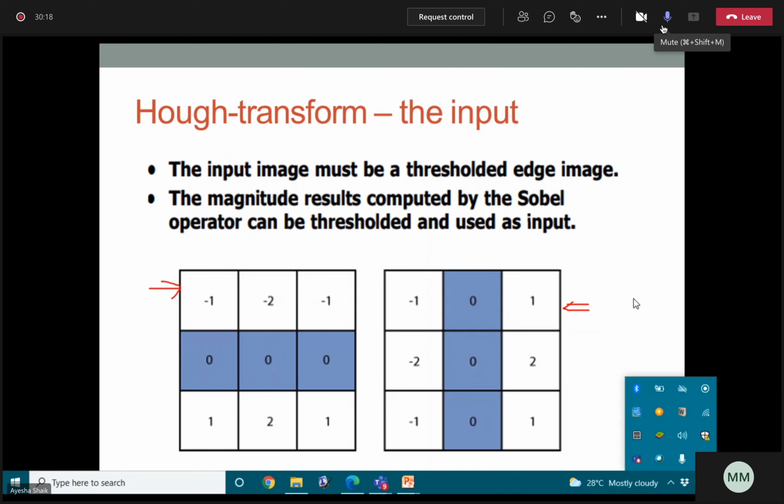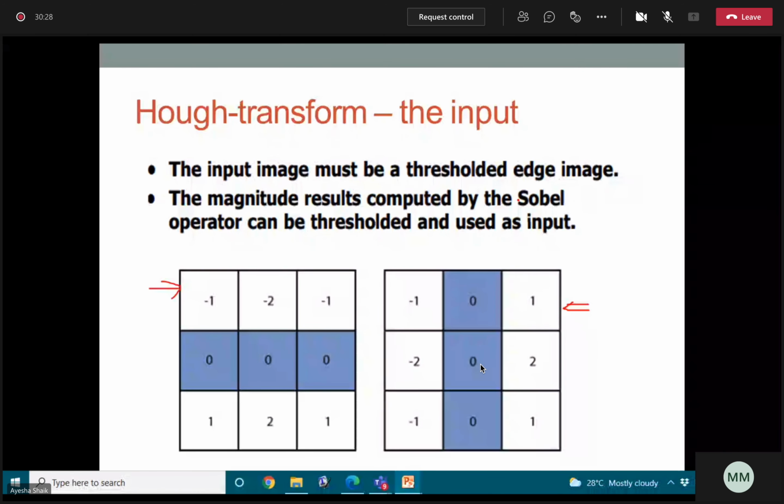Is it audible now? Whatever input we are passing should be the thresholded edge image. So we will perform edge detection first, and after that we will have the edge image, and then we perform thresholding on that edge image. That is our thresholded edge image. The magnitude results will be computed by the Sobel operator, which can be thresholded and used as input. So this is the Sobel operator.